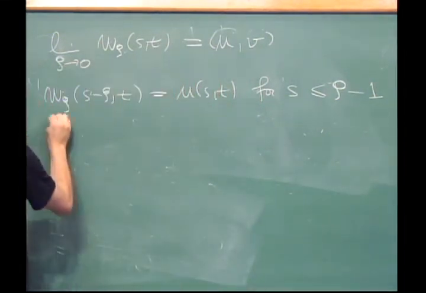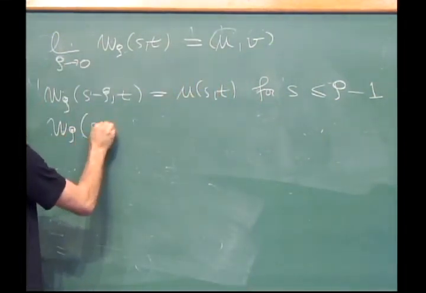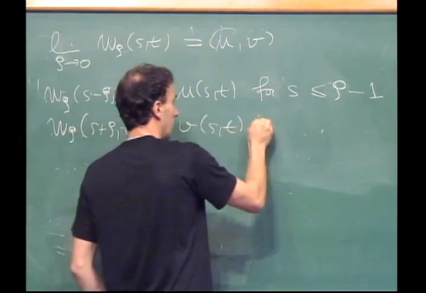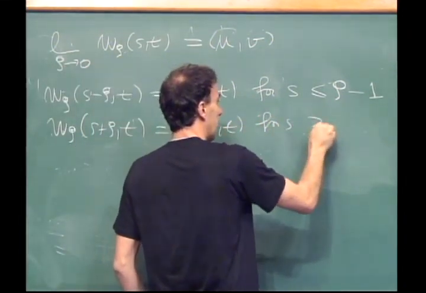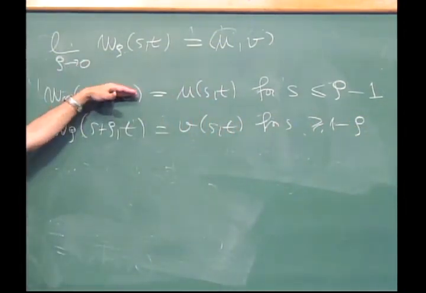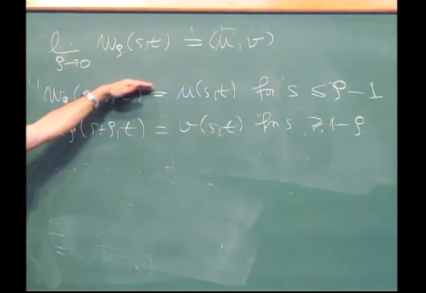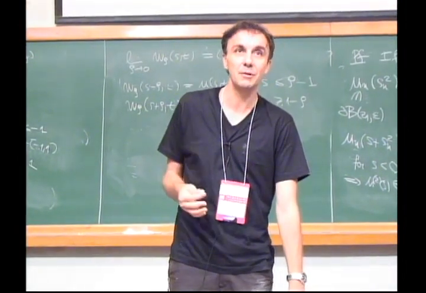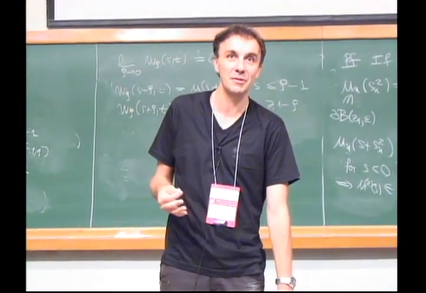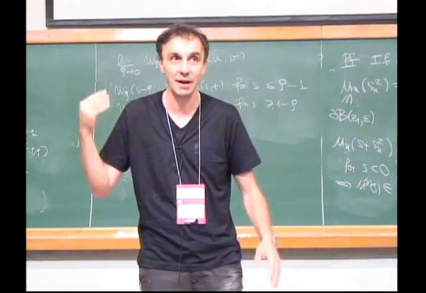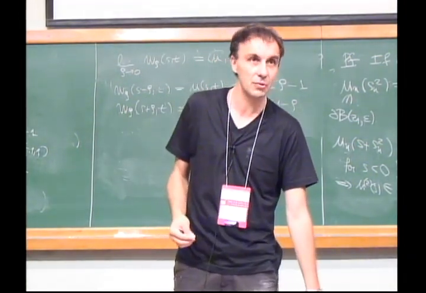And s plus rho t is V(s,t) for s bigger than 1 minus rho. So in the C infinity log topology, we have convergence. So this W rho has the good properties, except for the most important one, which is that it's not a solution. So we have to build, starting from this W rho, a genuine solution.